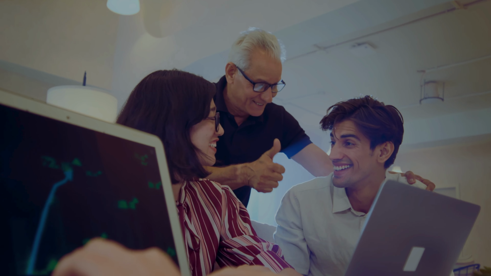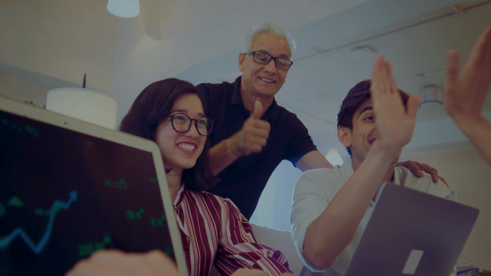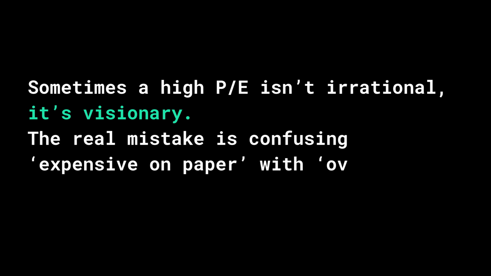Operating leverage kicked in, net income skyrocketed, and shareholders who looked beyond the high PE saw their investment grow 5 times or more. Lesson? Sometimes a high PE isn't irrational, it's visionary. The real mistake is confusing expensive on paper with overvalued in reality.